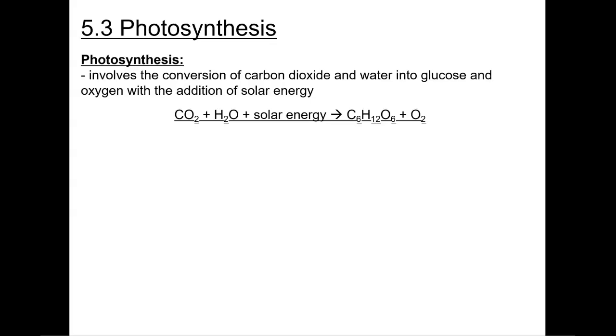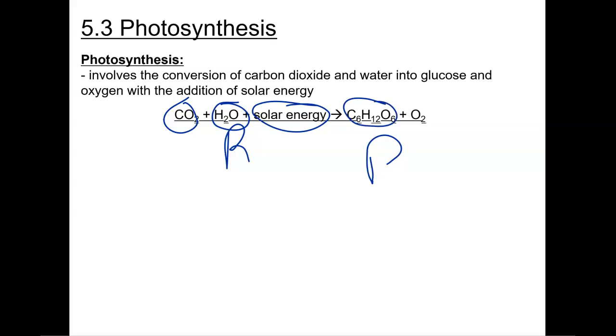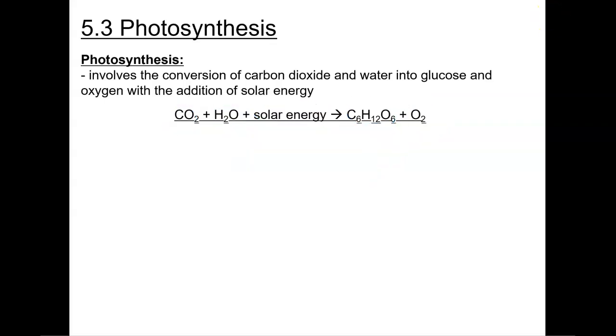So photosynthesis is going to involve the conversion of carbon dioxide and water, along with light energy, into glucose and oxygen. So the reactants are always going to be on the left-hand side. These are your reactants: carbon dioxide, water, and solar energy or light. What you're making are going to be your products. And so you're producing sugar, that's your glucose, C6H12O6, and then O2, breathable oxygen.